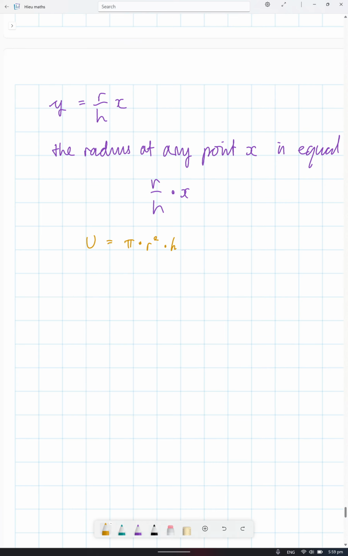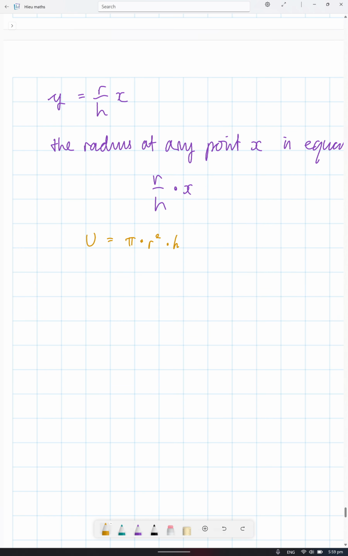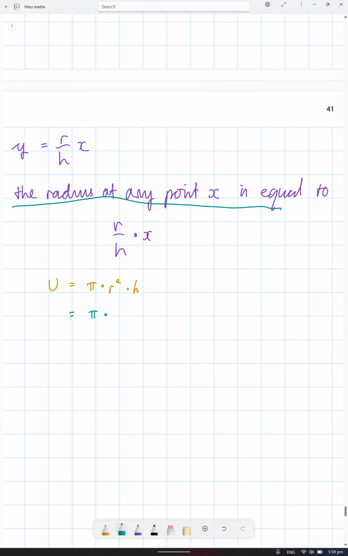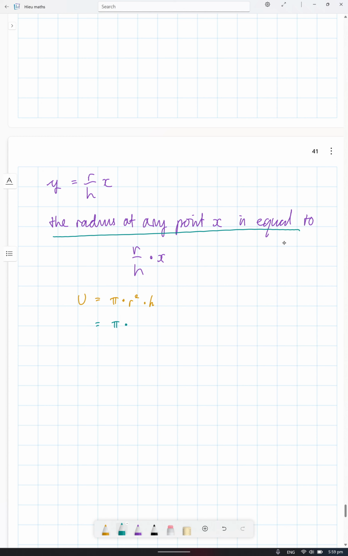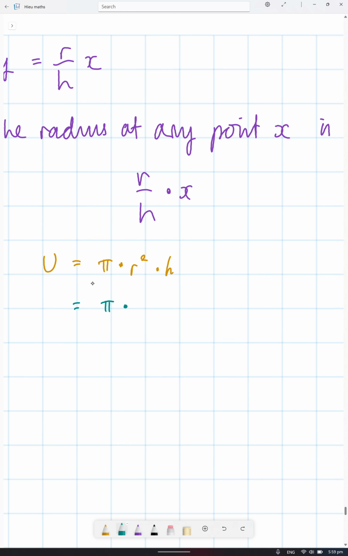So what's a way to write that? Therefore, we can equate this. I'm going to use the variables we found. We can say volume is equal to pi multiplied by the radius of any point x, right? So we need the radius of any point x.